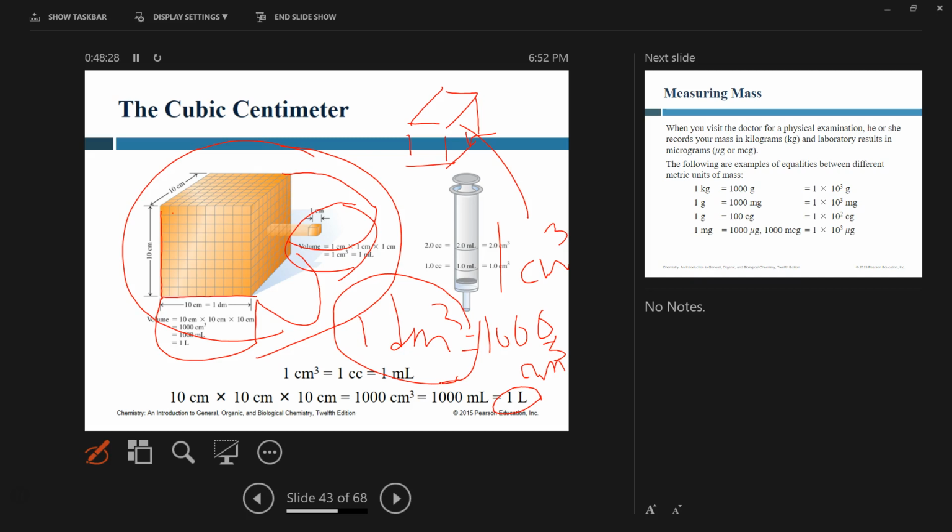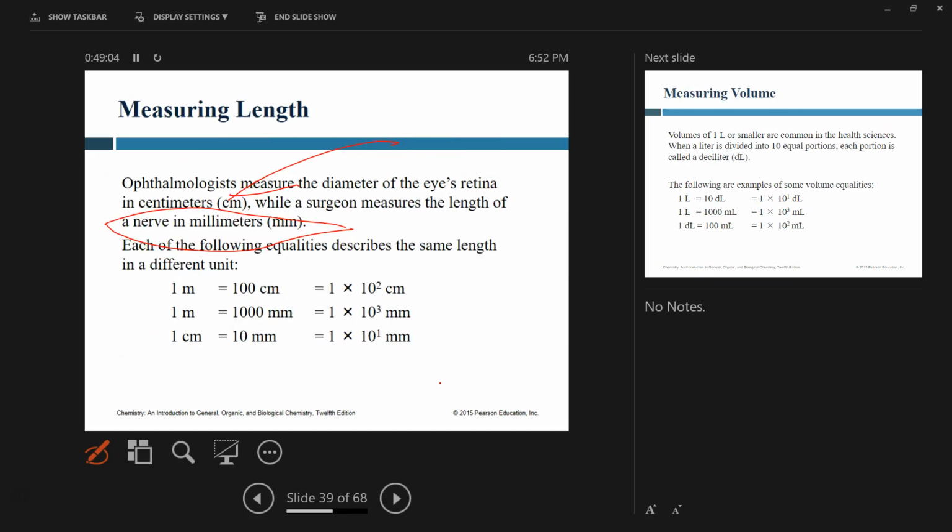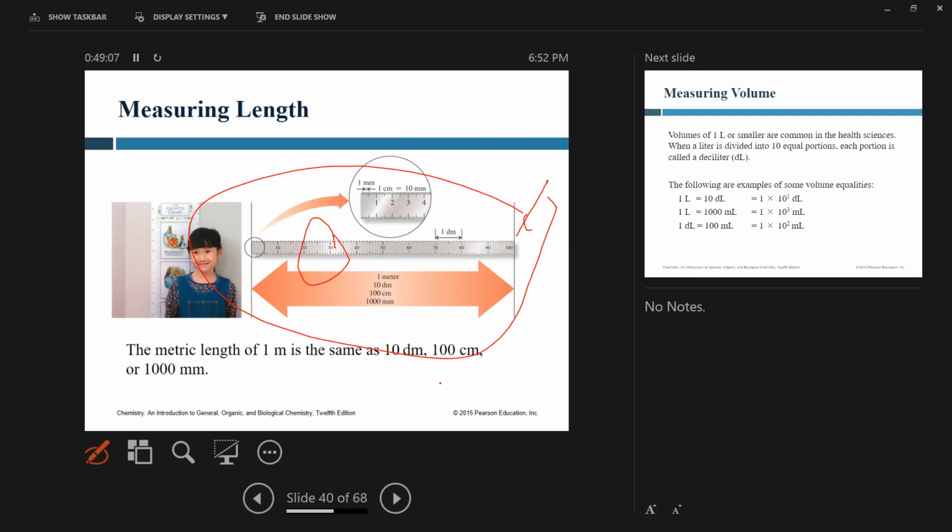Am I clear? Now, are you ready for some calculation challenge? Really simple, really. So imagine you have a cubic meter, a cube with a side of 1 meter long. You with me? How many decimeters do you have in 1 meter? Hold on. How many? 10. You have 10 decimeters in 1 meter.